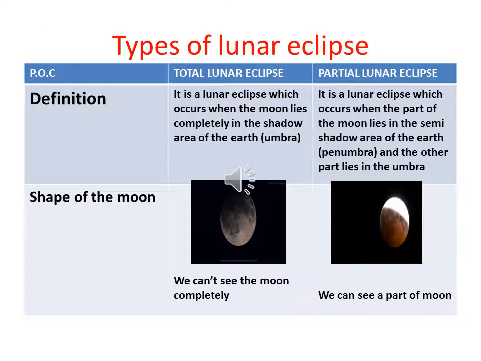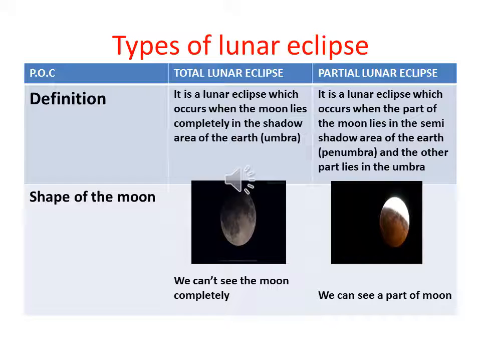What are types of lunar eclipse? In the solar eclipse, we have three types, which are total solar eclipse, partial solar eclipse, and annular solar eclipse. But in the lunar eclipse, we only have two types. Type number 1 is total lunar eclipse, and type 2 is partial lunar eclipse.